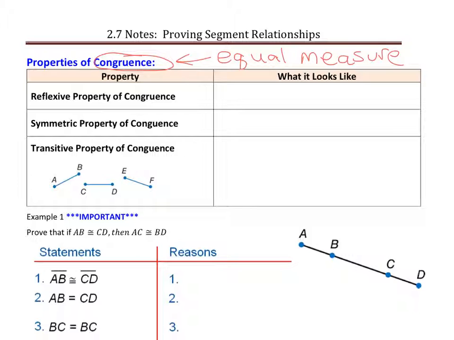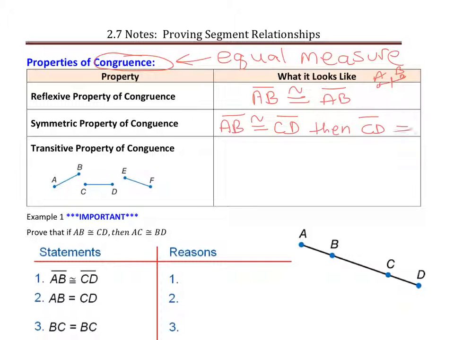So the reflexive property of congruence, an example would be that the segment AB is congruent to itself. That's a good example, okay? And if we drew that, we had AB here, we could say that it's congruent to itself. Symmetric property of congruence. Well, if we had segment AB congruent to, let's say, segment CD, well, then CD is congruent to AB. We're just flipping that around in a symmetric way.